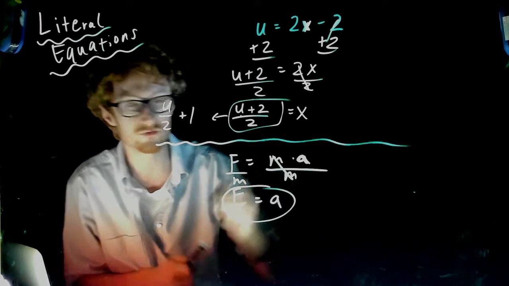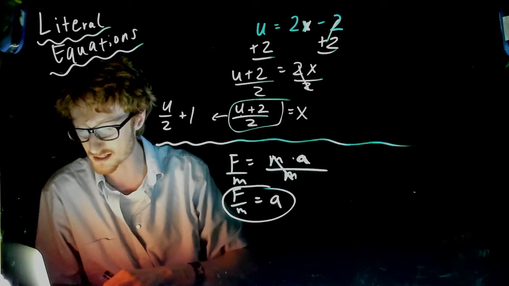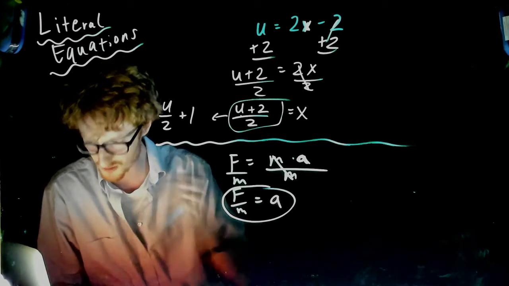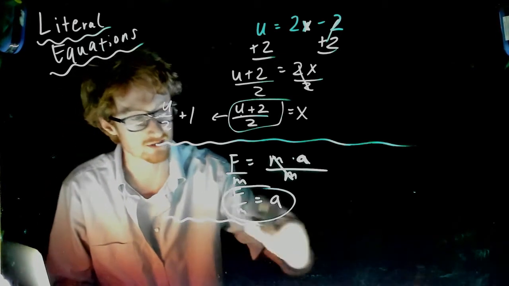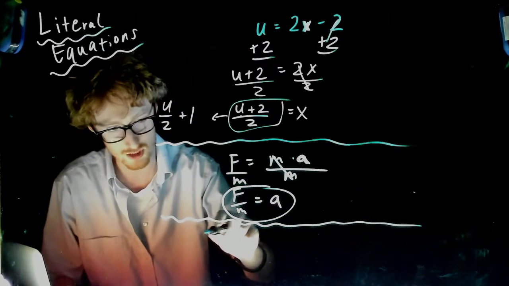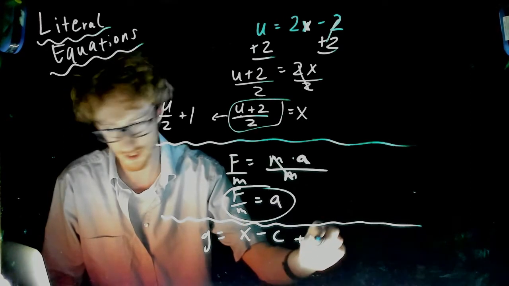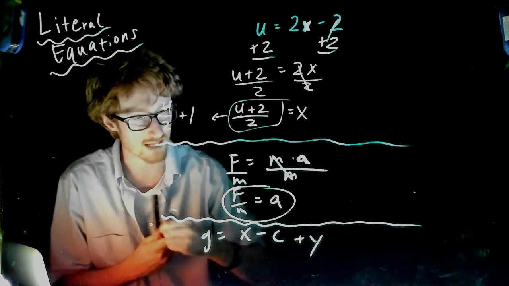This is, like I said, useful in physics classes because you tend to be able to solve different equations a bit easier like this, okay? Let's do another one. Let's do one that's kind of a chain of things just to show you how that works too. Let's say you have g equals x minus c plus y, and we're solving for, let's just keep it as x this time, okay?